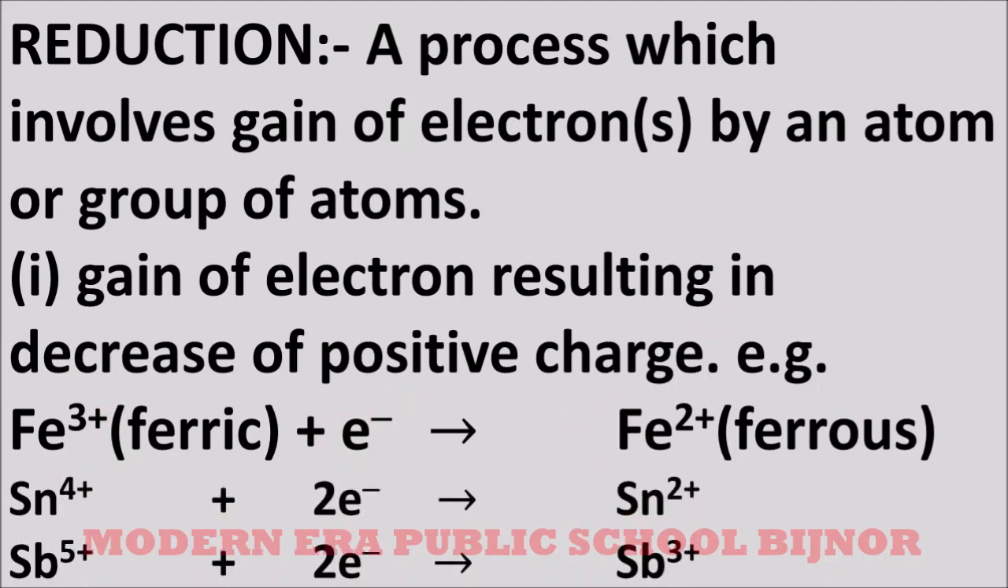Stannum, the next example: Sn4+, when accepting two electrons, becomes Sn2+, so its positive charge decreases and it is reduced. Then Sb5+, antimony pentavalent cation, when accepting two electrons, becomes Sb3+. So in these three examples you see on your display, the positive charge decreases after accepting electrons, so they are said to be reduced, and this phenomenon is known as reduction.